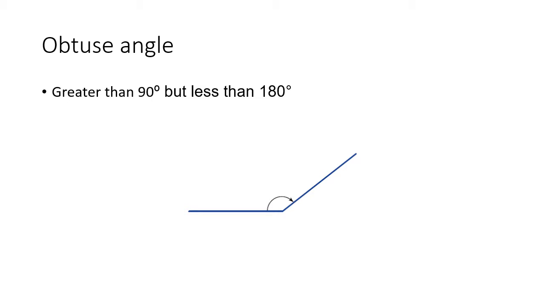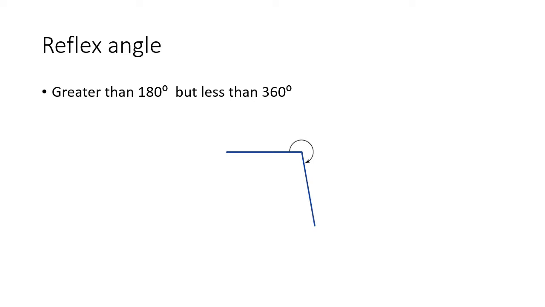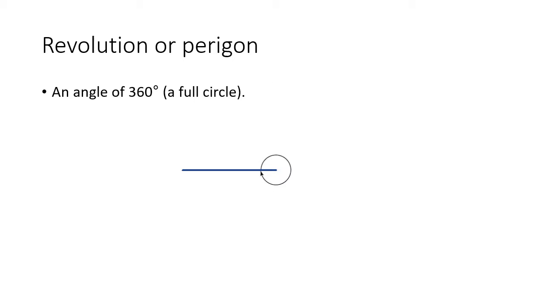Obtuse angles are greater than 90 degrees but less than 180 degrees. Straight angles are when the two arms form a 180 degree angle, so essentially they're forming a straight line. Reflex angles are greater than 180 degrees but less than 360 degrees. And lastly, we have a revolution or a perigon. It's called a revolution because we're doing a full circle, so our angle is exactly 360 degrees.